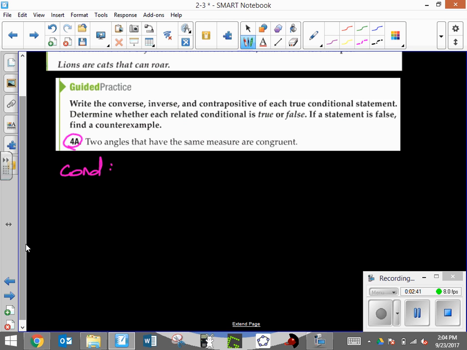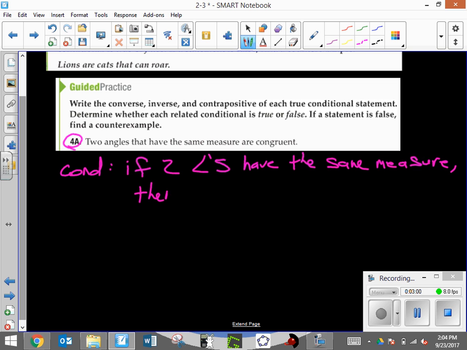So I'm going to say if 2 angles, I'm going to shorthand here, have the same measure, then they are congruent. Okay, that's going to be my conditional.